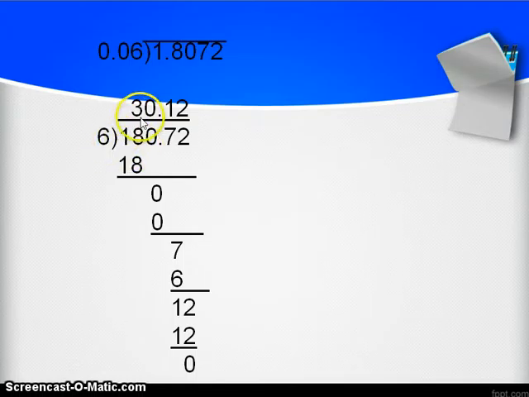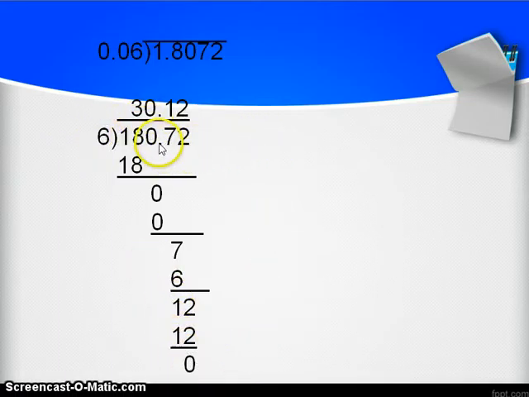18 divided by 6 is 3. Then 3 times 6 is 18. Bring down 0. 0 divided by 6 is 0. 0 times 6 is 0. And bring down 7. 7 divided by 6 is 1. 1 times 6 is 6. Then 7 minus 6 is 1. Bring down 2. Then it will become 12. Then 12 divided by 6 is 2. Then 2 times 6 is 12. And 12 minus 12 is 0.